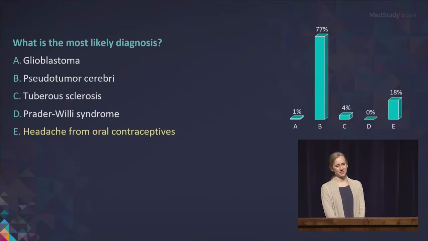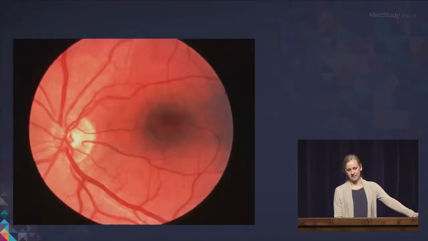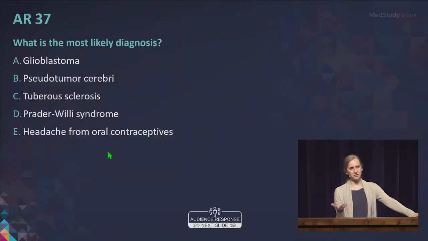So it's so tricky, right? The answer is headache from oral contraceptives because here you see her optic disc and there are nice sharp borders. For pseudotumor cerebri, remember that she's going to have elevated intracranial pressure because it's a pseudotumor. It looks like a tumor, right? So it's going to look similar to glioblastoma, which will also have papilledema, tuberous sclerosis, and then Prader-Willi syndrome.